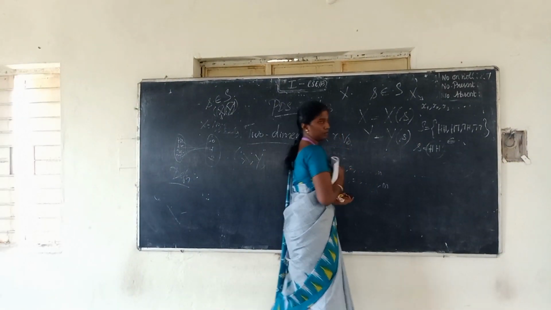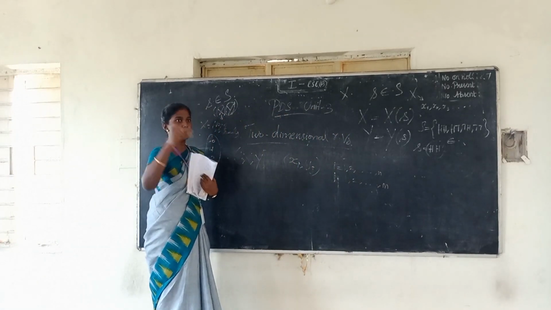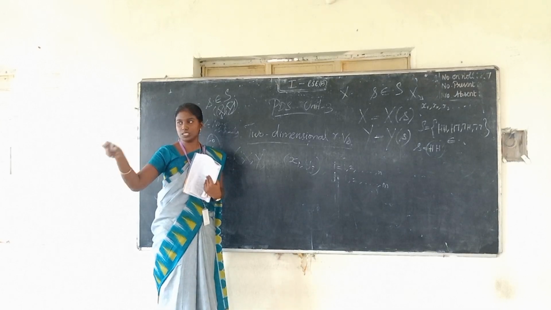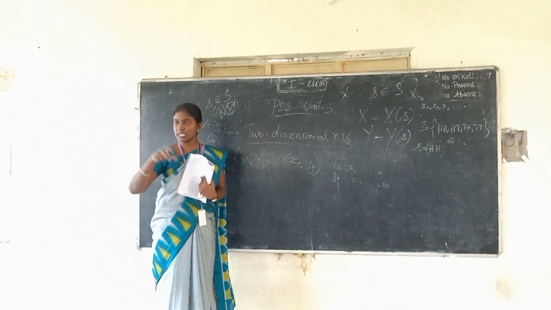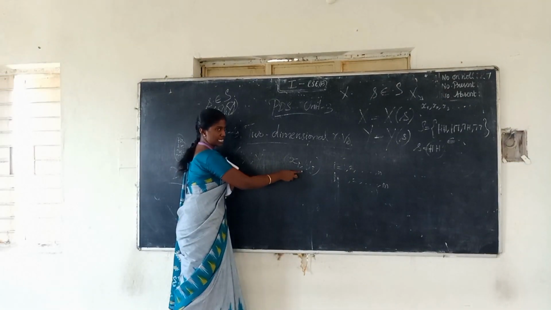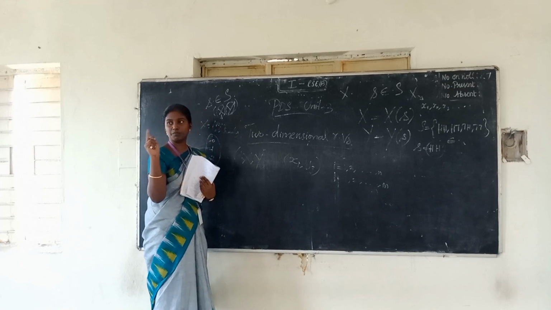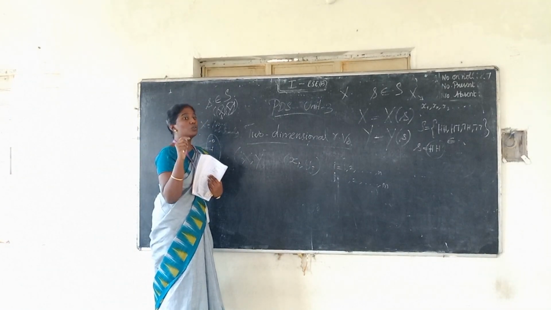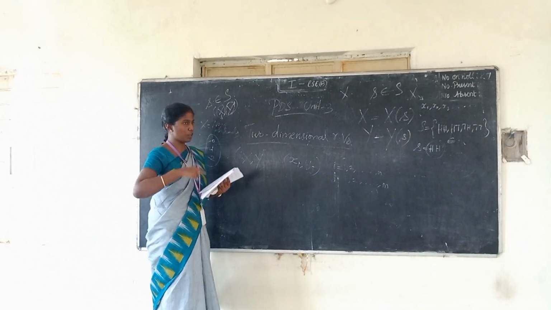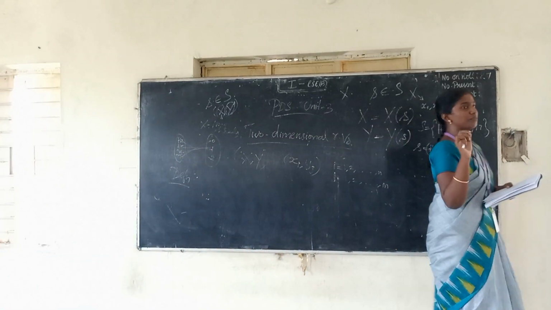This is discrete. This is discrete. x1, x2, x3 are separate values. y1, y2, y3 are separate values. So the discrete random variables can be represented like this, in two-dimensional discrete random variables. Okay. Now, two-dimensional continuous random variables we are going to use. Right. Two-dimensional continuous random variables.